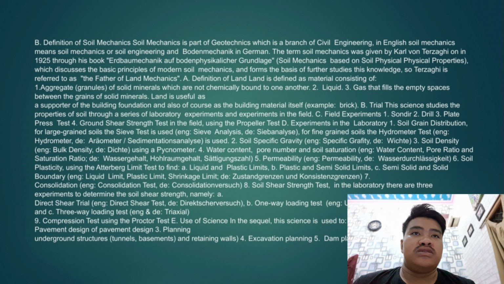B. Definition of soil mechanics. Soil mechanics is part of geotechnique which is a base of civil engineering. In English, soil mechanics means soil mechanics or soil engineering, and Bodenmechanik in German. The term soil mechanics was given by Karl von Terzaghi in 1925 through his book Erdbaumechanik auf Bodenphysikalischer Grundlage.